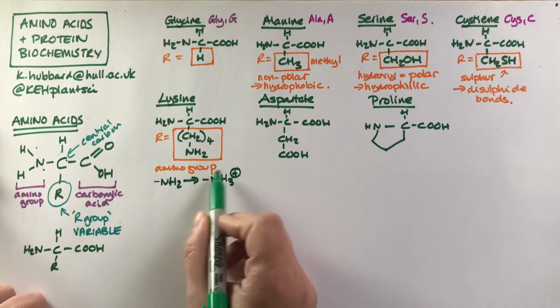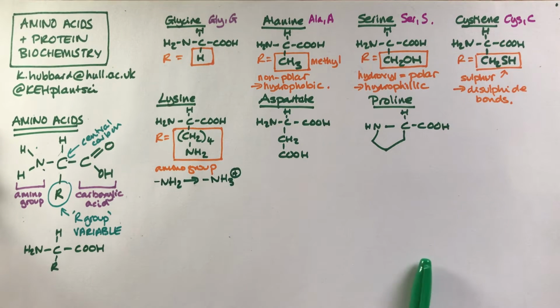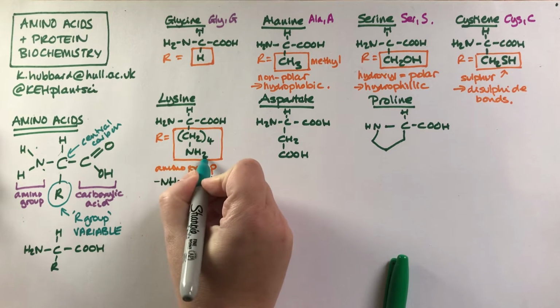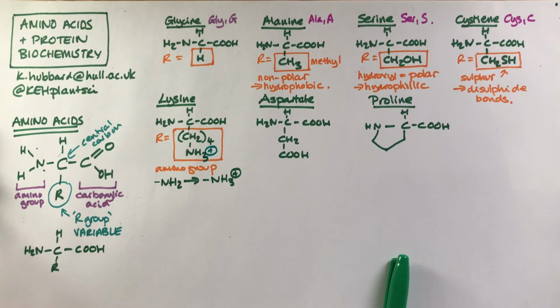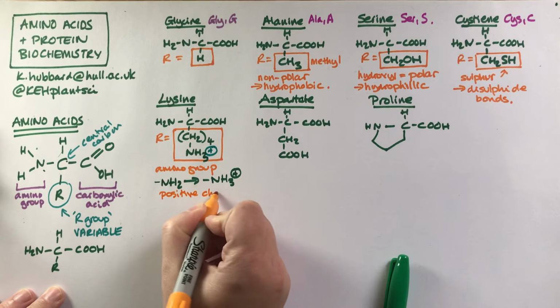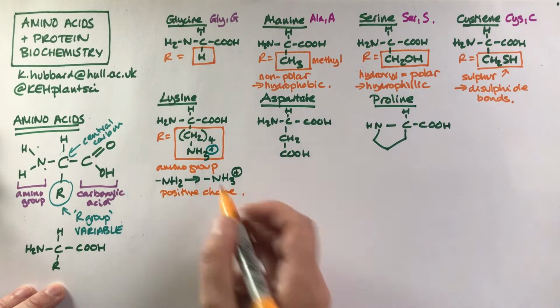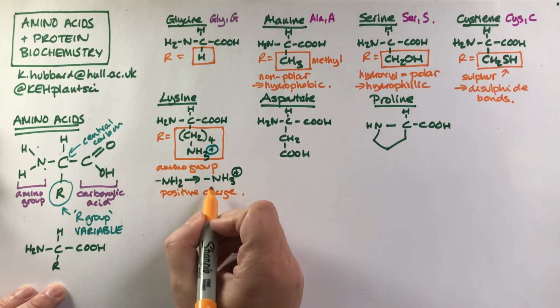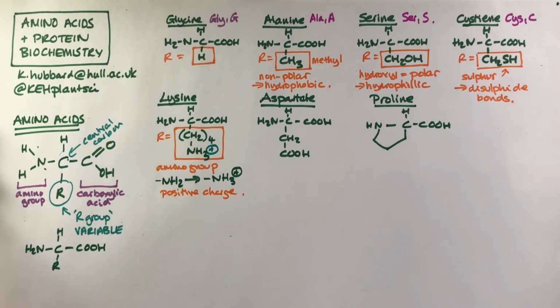Again, there's a video that explains how that works, but in solution, we know that this is likely to be not NH2 but NH3 with a plus. So notice that we've got an actual positive charge on this lysine. Because it's got an NH2 group, which in solution becomes NH3 plus, we have a positively charged amino acid. So again, that will change the way that it can bond.